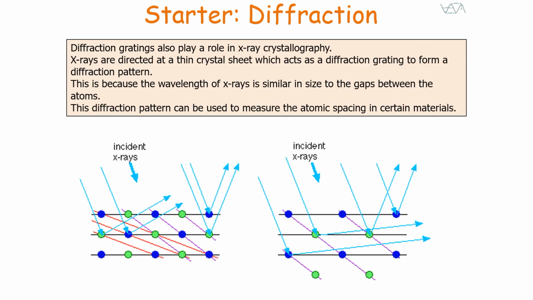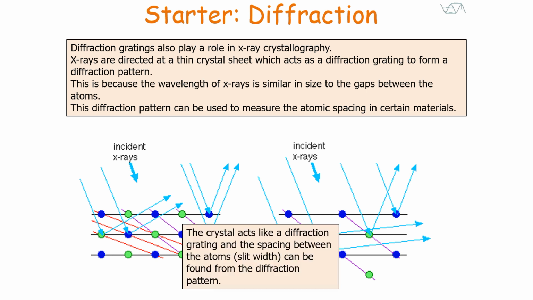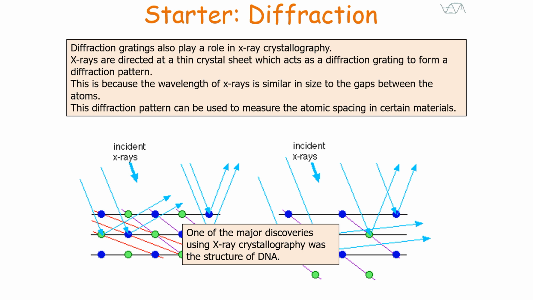In addition, diffraction gratings also play a role in X-ray crystallography. X-rays are directed at a thin crystal sheet which acts as a diffraction grating to form a diffraction pattern. That's because the wavelength of the X-ray is similar in size to the gaps between the atoms. So this diffraction pattern can be used to measure the atomic spacing in certain materials. So your crystal acts like a diffraction grating, and the space between the atoms is comparable to the wavelength of the source, so it allows us to form a diffraction pattern. Now one of the major discoveries using X-ray crystallography was the structure of DNA and its double helix-like nature.